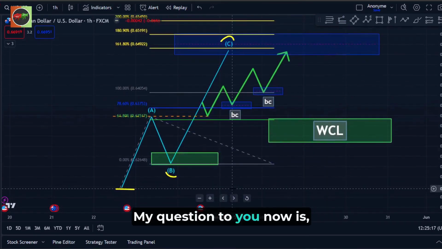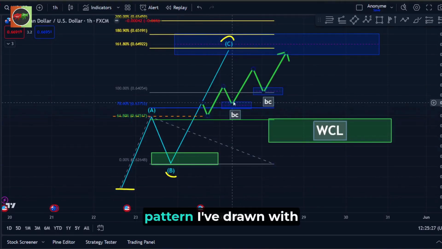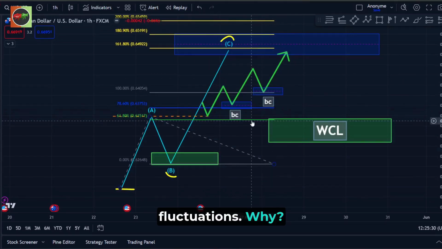My question to you now is, will the market move in one go from point B to point C, which is the golden area now visible? Of course not. The market will move in the pattern I've drawn with fluctuations. Why? Because the market needs liquidity to reach this target, which is relatively far from point B.